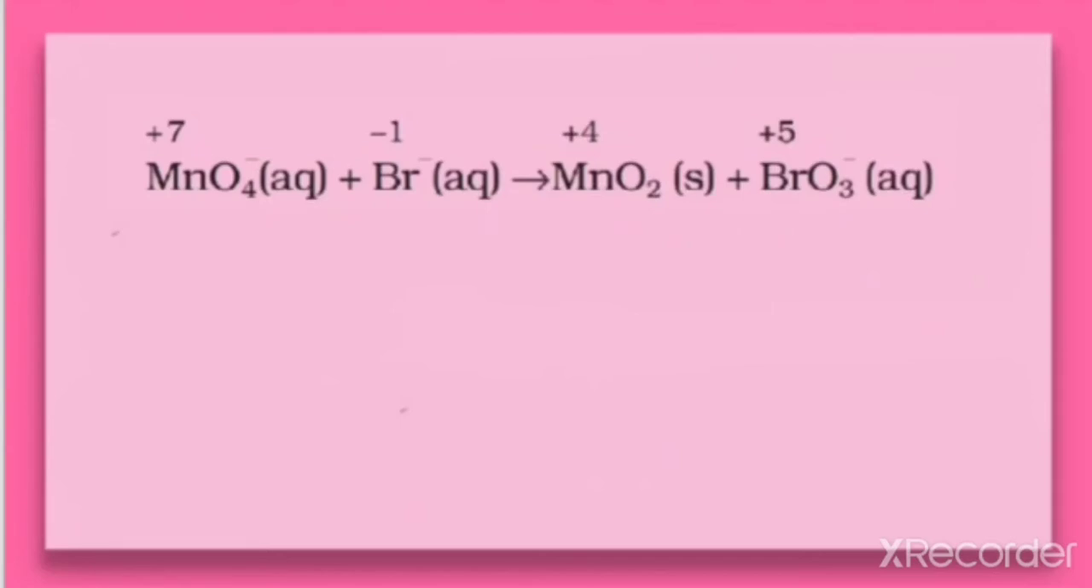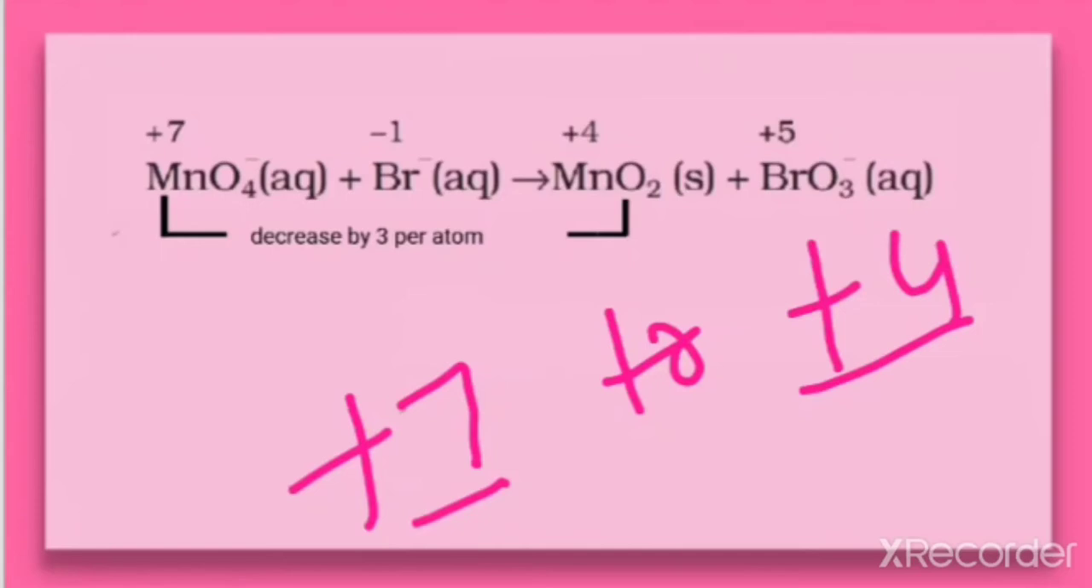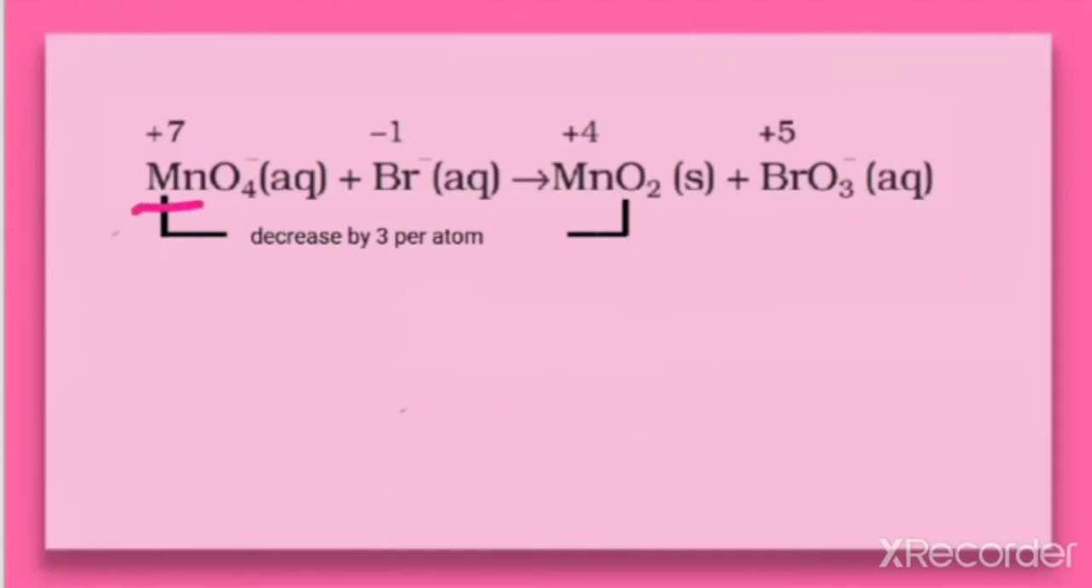When you look at manganese, from the left hand side to the right hand side, what is actually happening? The oxidation number is decreasing by 3 per atom, because it goes from +7 to +4. That means the value is decreasing, by 3 per atom. And here there is 1 atom, so no problem. If it were 2 atoms, you would have to multiply by 2. Here, because it is a single atom, keep it as it is.